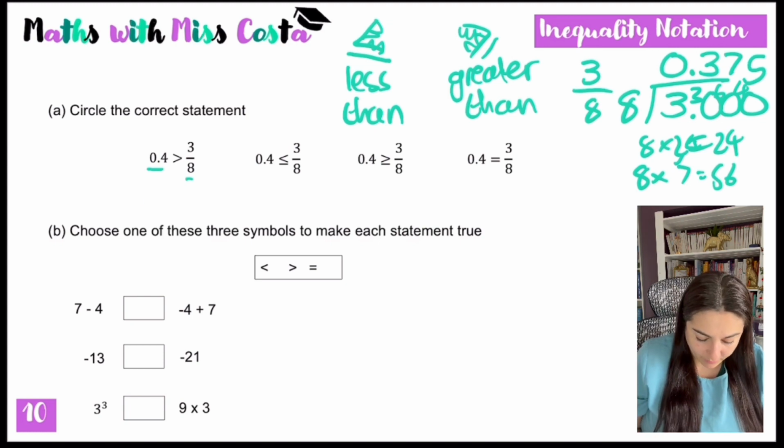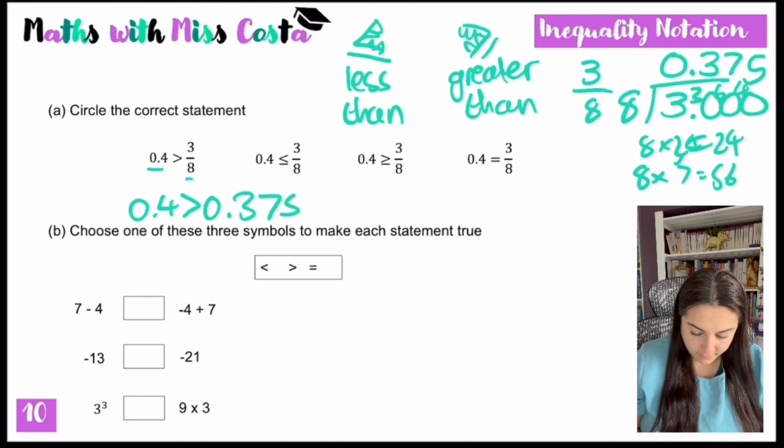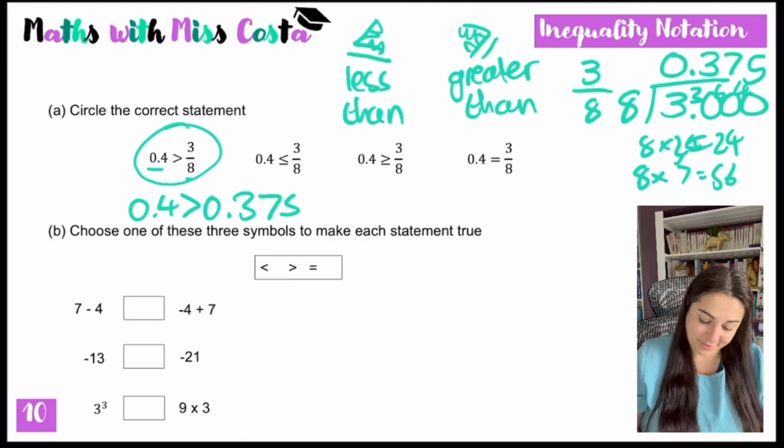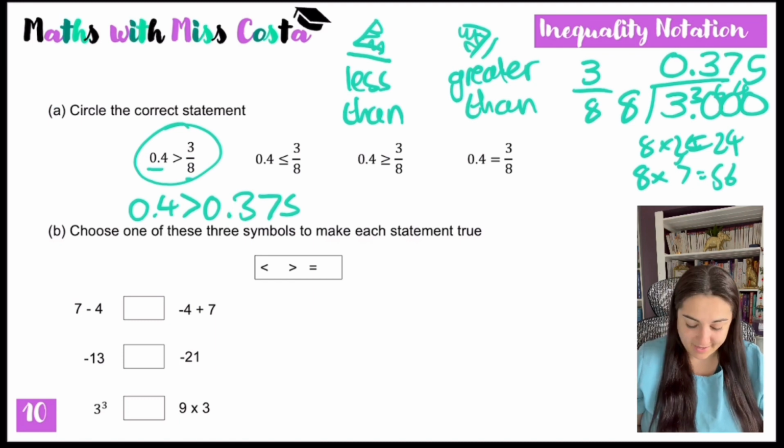So is 0.4 greater than 0.375? Yes. Well, we've worked it out. That's all you need to do. Convert it and then figure out which statement is better. What this means is less than or equal to. This means greater than or equal to. And this obviously means equal to.